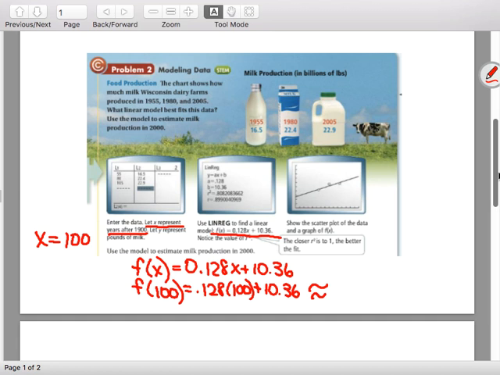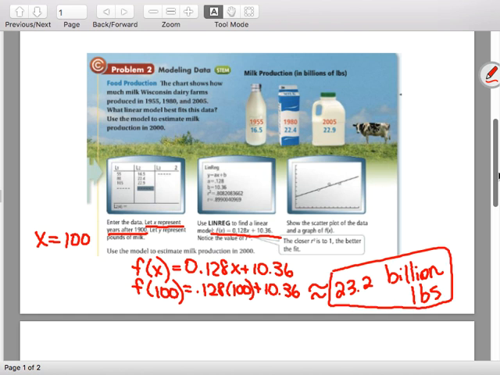So you'll take 0.128 times 1,000, close that parenthesis, plus 10.36. Anybody have it yet? Yes. What'd you get? 23.16. Okay, so let's say 23.2, and guess what? Look at my units. They were billion pounds. That's a lot.